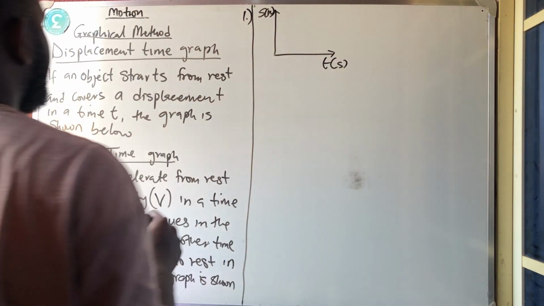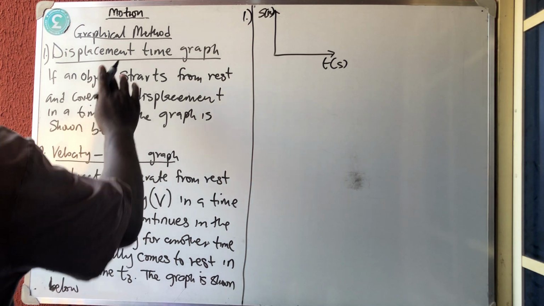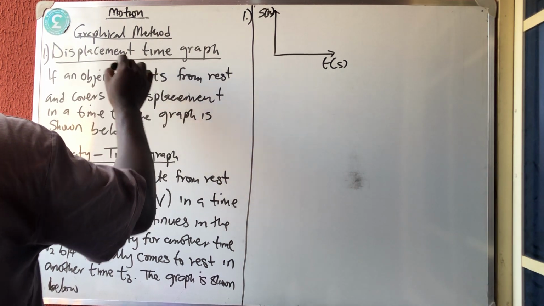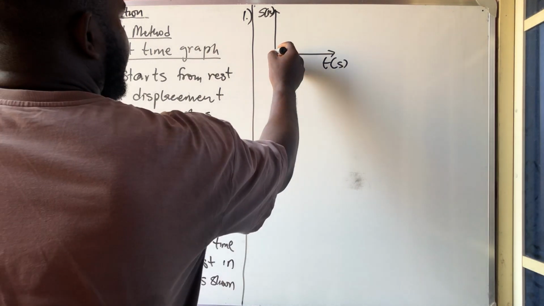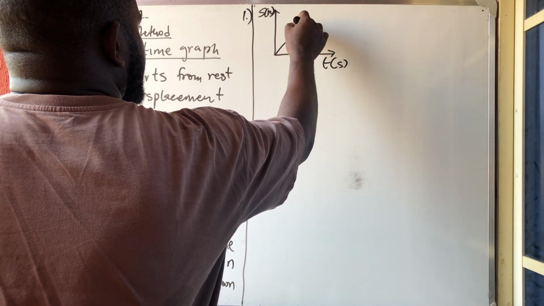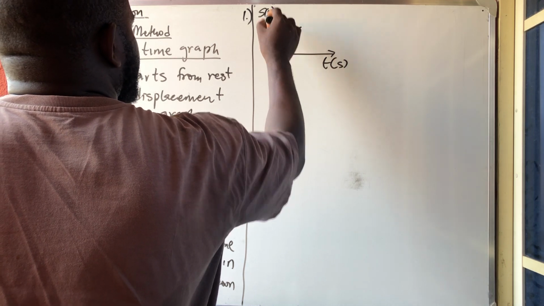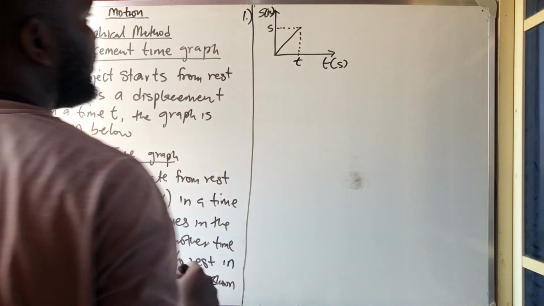This is the displacement-time graph, and they say an object starts from rest and covers a displacement in a time t. The graph is shown below. Look at the graph here. It starts from rest and moves this way, and covers a displacement s, and the time is t.